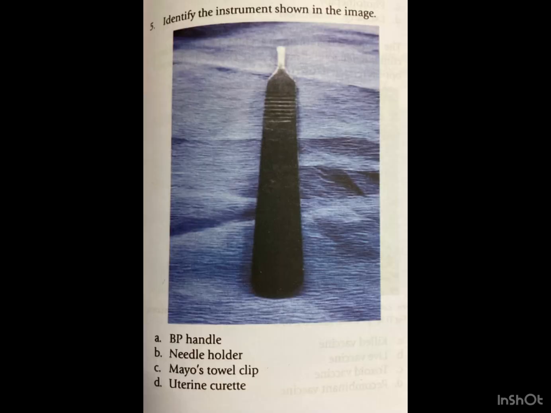Question number 5. Identify the instrument. Option A, BP handle. B, needle holder. C, Mayo's towel clip, or uterine curette? The correct answer is option A, BP handle. Now moving to the next question.